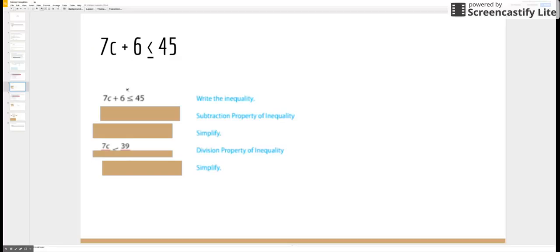So I have 7c plus 6, I would need to subtract 6 on both sides. So I have minus 6, minus 6. On the left, I'm left with 7c is less than or equal to 45 minus 6 is 39.